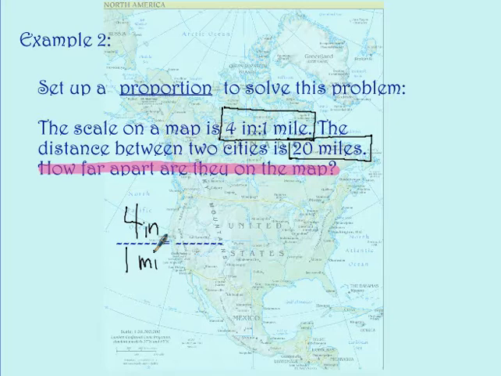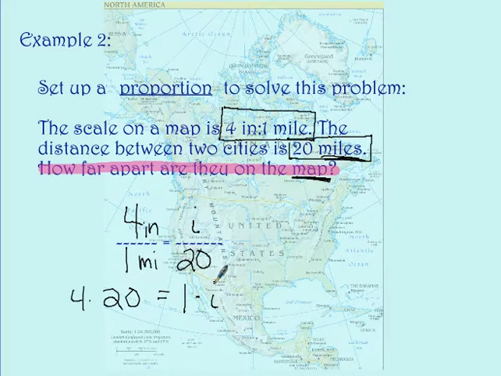So in this case, I want to know how far apart they are on the map. The map would be measured in inches, so I know that I'm looking for my answer in inches, and I was given miles, so I have my 20 miles in the proportion. Again, we know how to solve, so 4 times 20 is equal to 1 times I. 4 times 20 is 80, so I equals 80. On my map, the two cities are 80 inches apart.